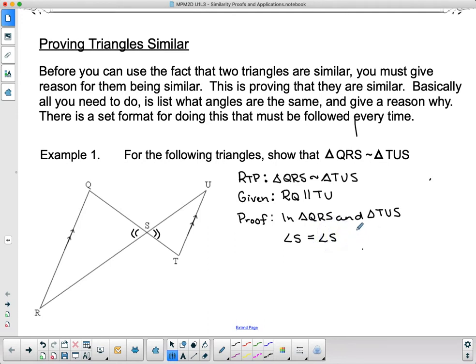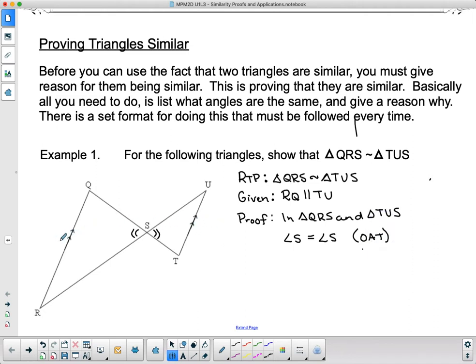And what is the reason for that? Well, they're opposite angles. We've got two lines that cross, and we know that when two lines intersect, the angles directly across from each other, called opposite angles, are the same. So we're just going to say opposite angle theorem and abbreviate that to OAT.